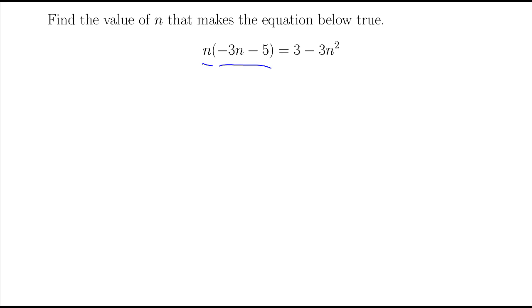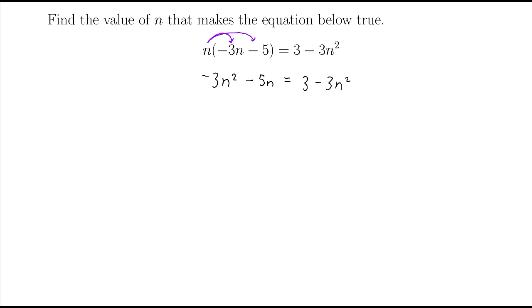I want to distribute that n so that this is no longer multiplication, but instead two terms, right? So n times negative 3n is negative 3n squared. And n times negative 5 is negative 5n. So the expression on the left side is now written as two terms, negative 3n squared and negative 5n.